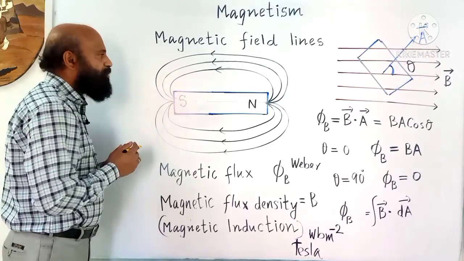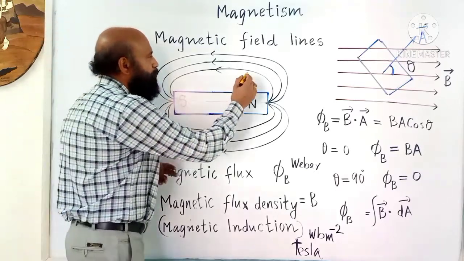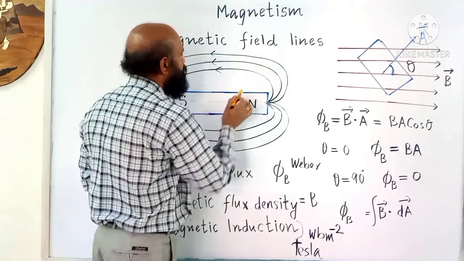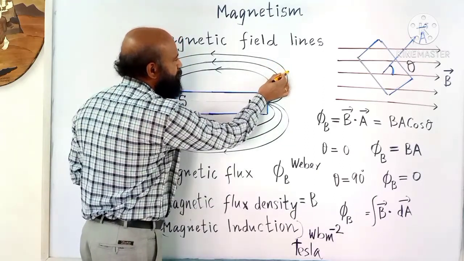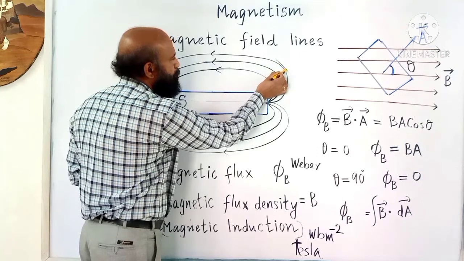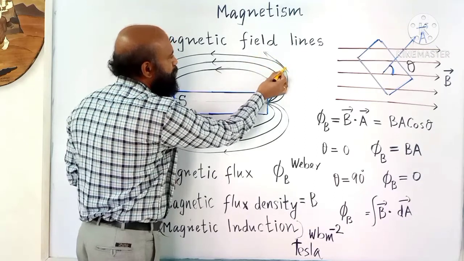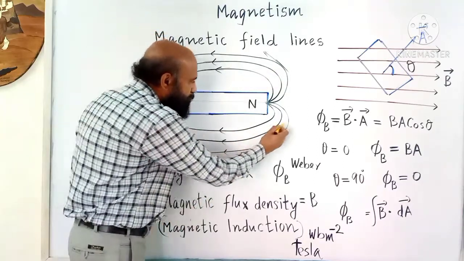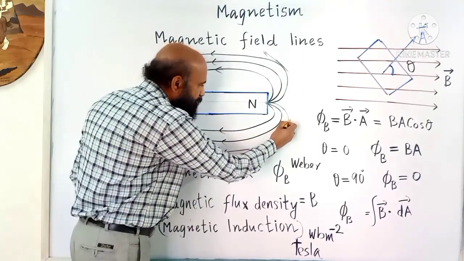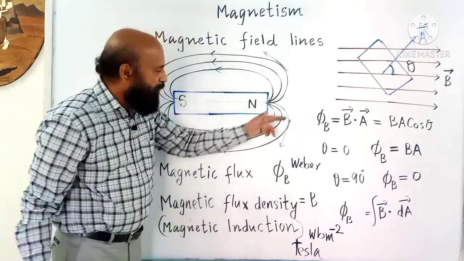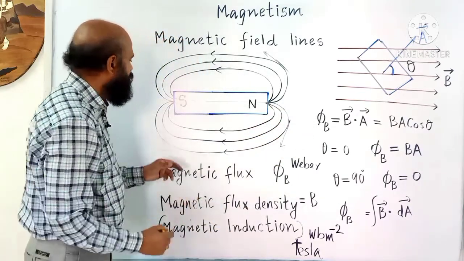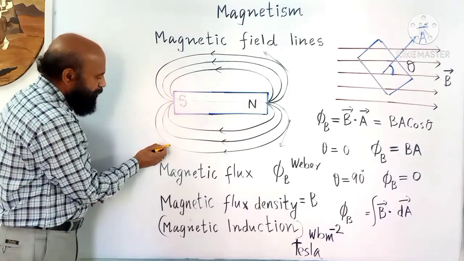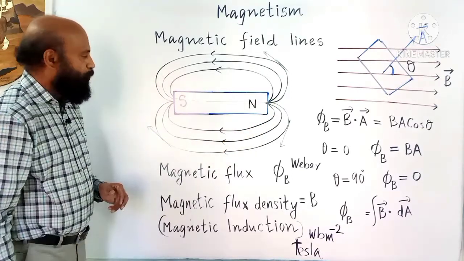At each point, the direction is given by the tangent drawn to the line. Here this is the tangent, so this is the direction of the magnetic field. If you draw the tangent here, this is the direction of the magnetic field here. Now here this is the direction of the line, so this is the direction of the magnetic field.